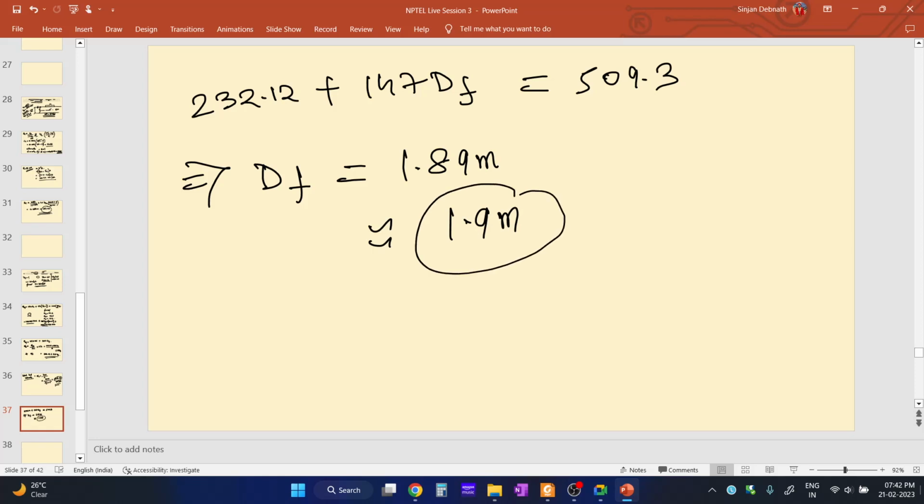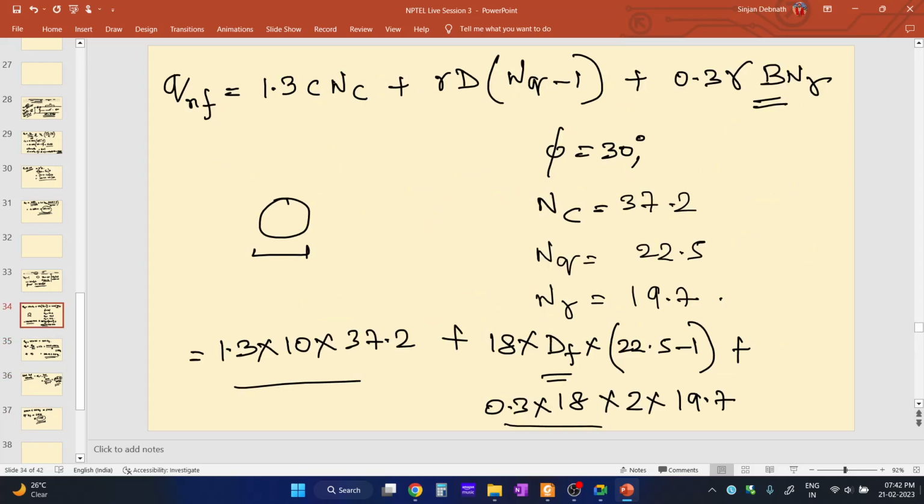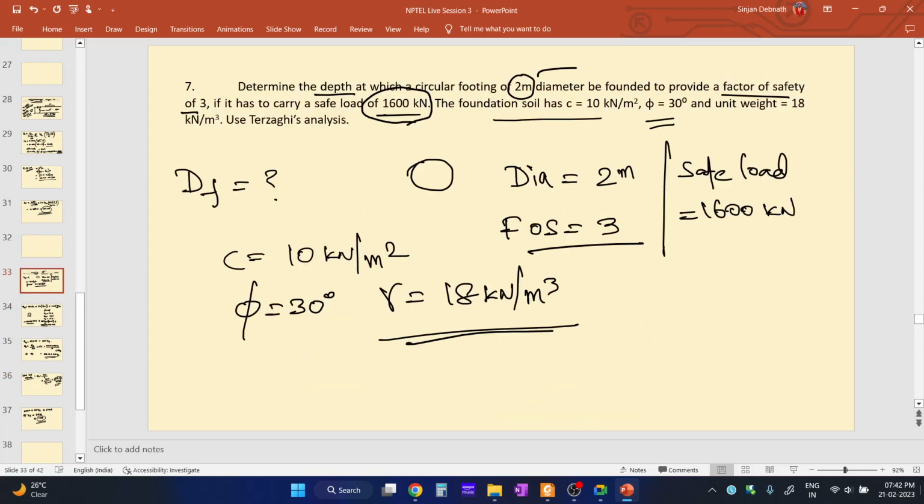Okay, so this one is the answer. So the depth of the circular footing will be 1.9 meter. So if you have any problem in this question, please let me know.